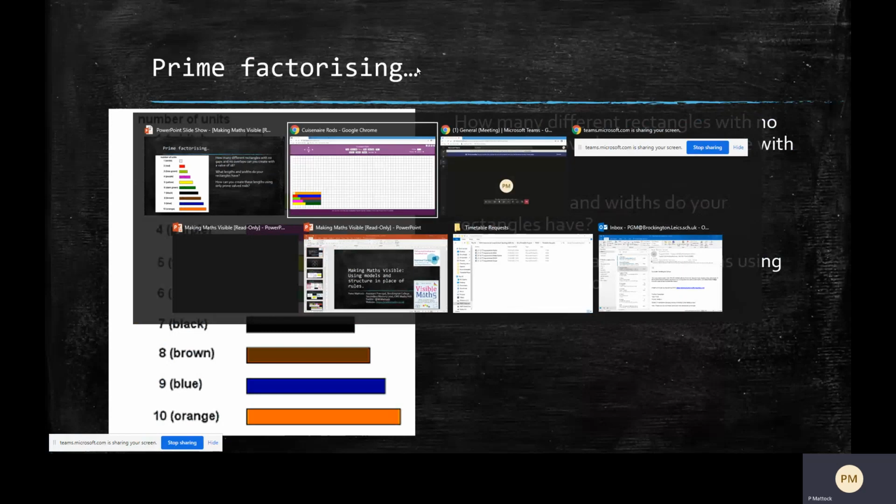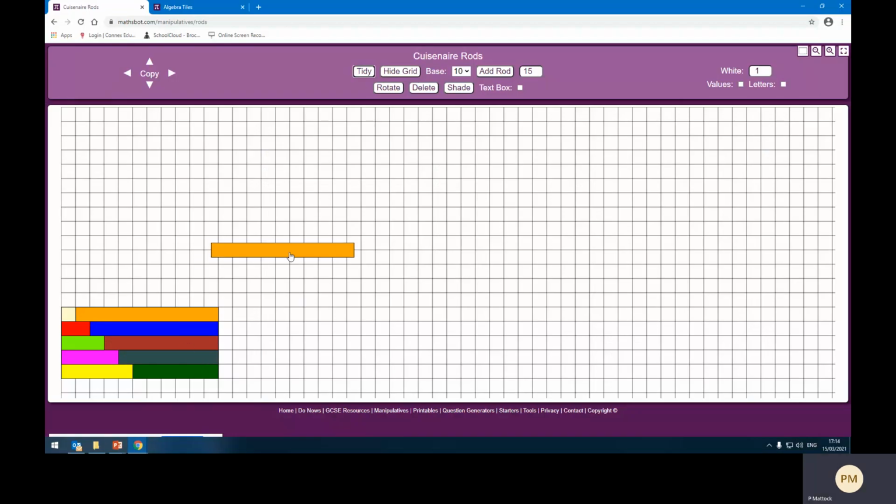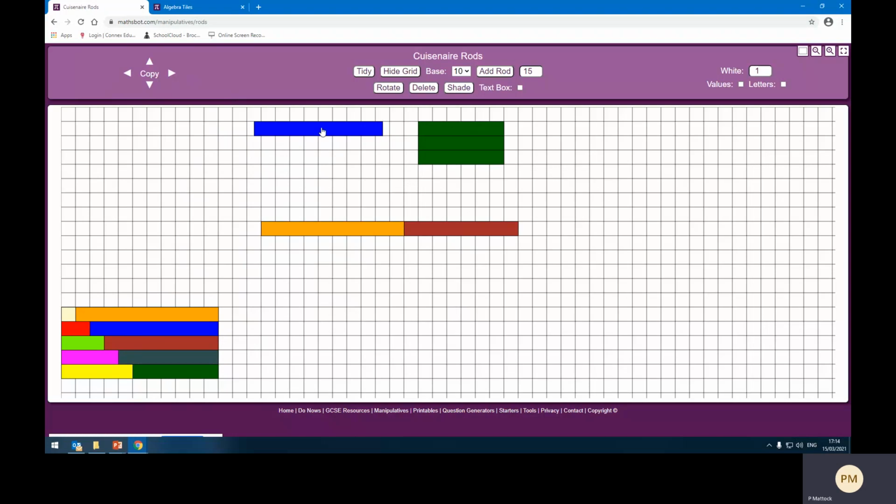So if I now build 18, there's a couple of ways I might build 18. I'm just going to do some simple ways. I might build 18 like that, like this, like that. And I get 2x9 or 3x6 or 1x18. And so now what I'm saying is, okay, can I create those lengths and widths using only prime valued rods?